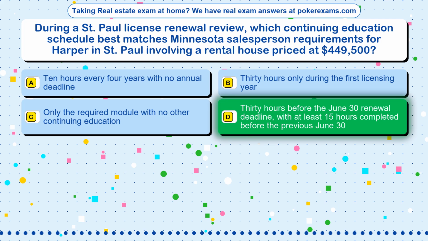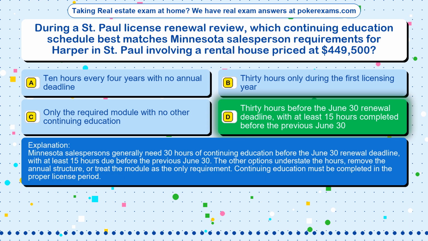The correct answer is option D. 30 hours before the June 30th renewal deadline, with at least 15 hours completed before the previous June 30th. Minnesota salespersons generally need 30 hours of continuing education before the June 30th renewal deadline, with at least 15 hours due before the previous June 30th. The other options understate the hours, remove the annual structure, or treat the module as the only requirement. Continuing education must be completed in the proper license period.